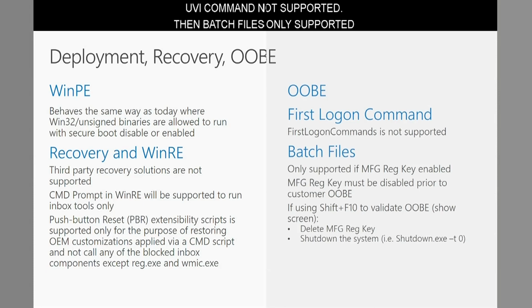So when customers see the UBI, this manufacturing registry key should be removed, right? To do so, for example, this is one idea: if using Shift F10 to validate the UBI, then at that time, with Shift F10, you delete the manufacturing registry key and shut down the system. Then once the customer gets this system, this will be CI policy on UBI. That's the way to guide it. This is our guidance to you.